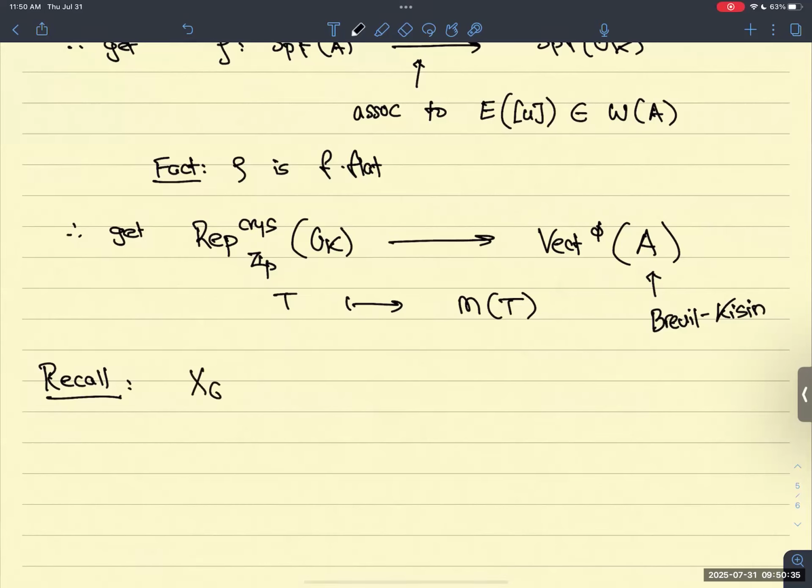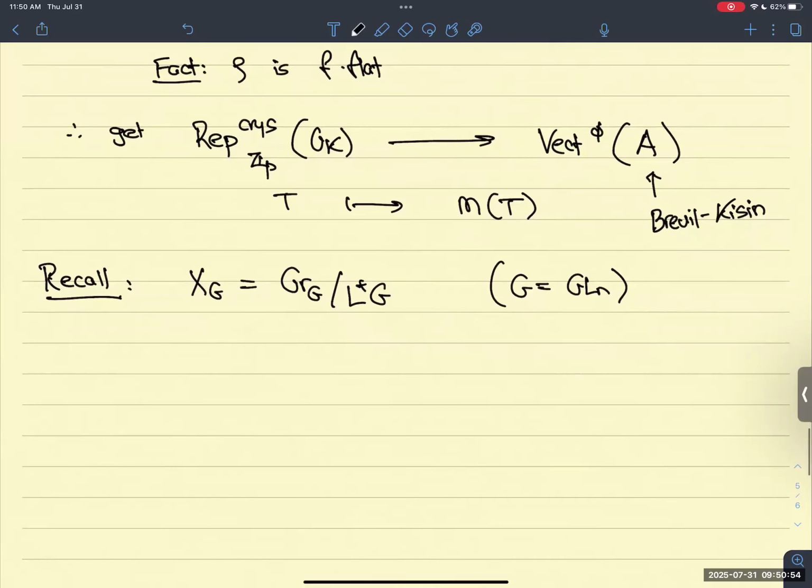So let me say XG is going to be my notation for a certain space that people might have studied before. G is GL_n. I'm talking about vector bundles. And the space I'm talking about is the affine Grassmannian, but mod its natural group action. If you don't know what this is, that's totally fine. I will give you the functor of points description in a second.